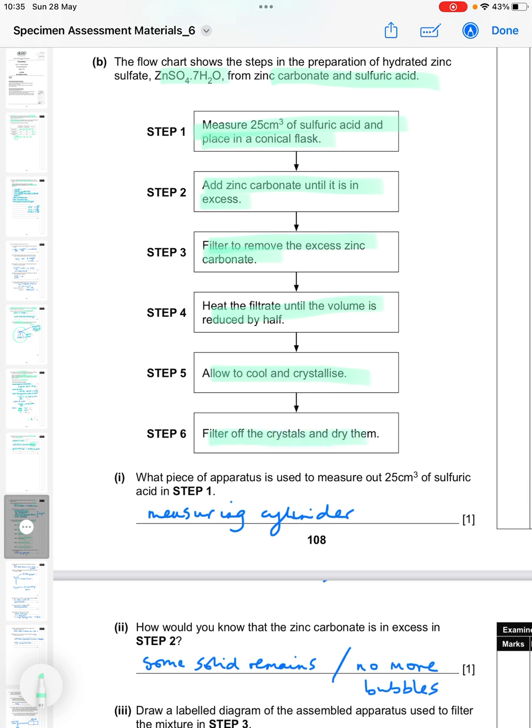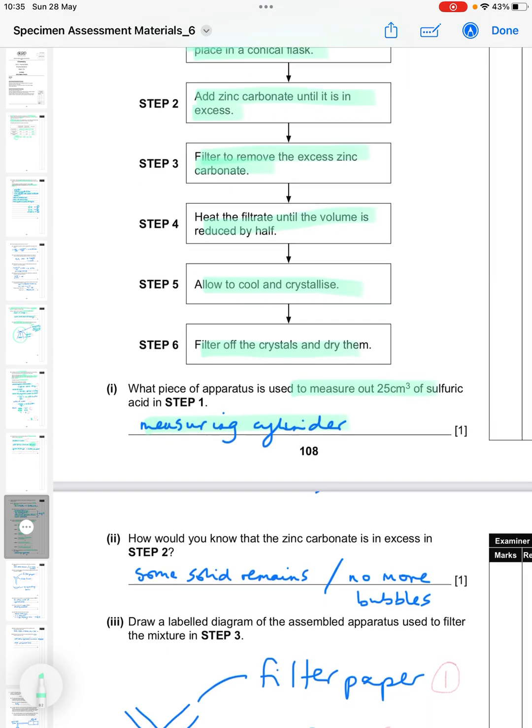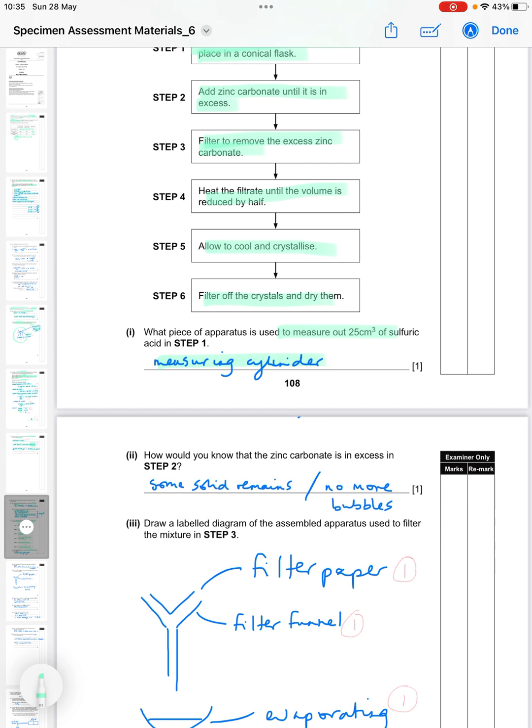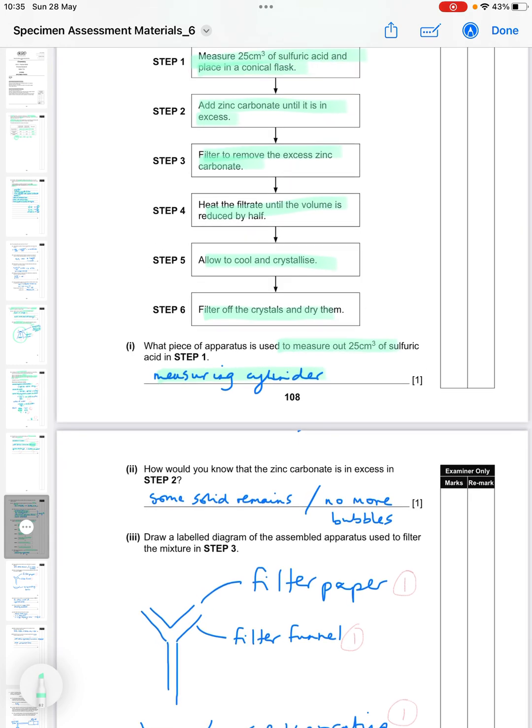So what piece of apparatus is used to measure out 25 cubic centimetres of sulfuric acid in step 1? Well, measuring cylinder. I'm going to try and keep this so you can see both on the same. So how would you know that zinc carbonate is in excess in step 2? So it's in excess because some of it remains, and you can see that actually from step 3 that you're filtering to remove the excess, or you could have said that no more bubbles are forming.